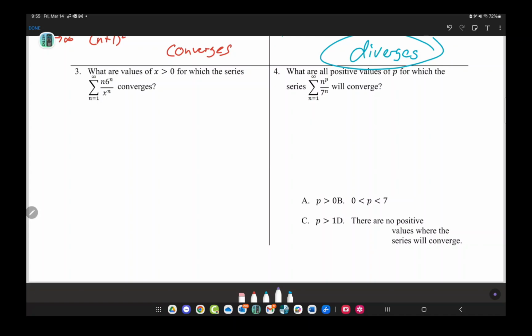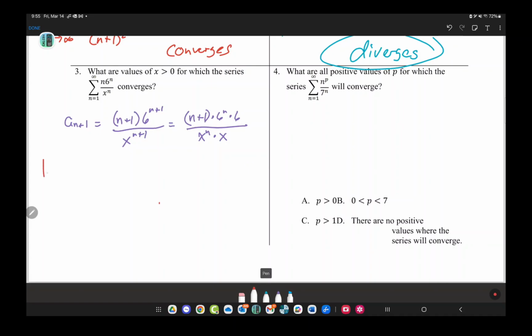All right. So here, what are the values of x greater than 0 for this series? So we're going to do a of n plus 1. What does that give you? n plus 1 times 6 to the n plus 1 over x to the n plus 1, which we can simplify to be n plus 1 times 6 to the n times 6 over x to the n times x, right?